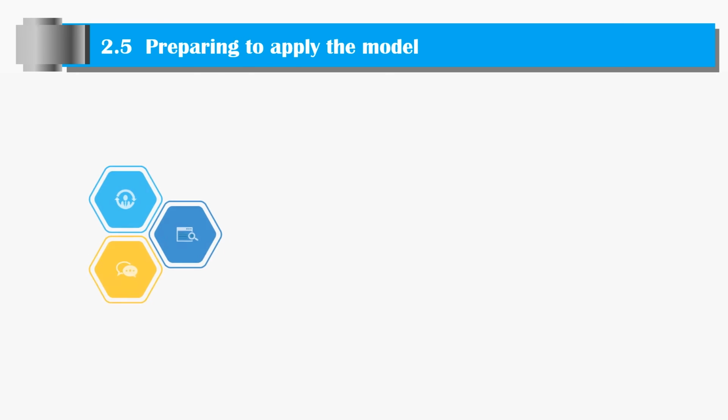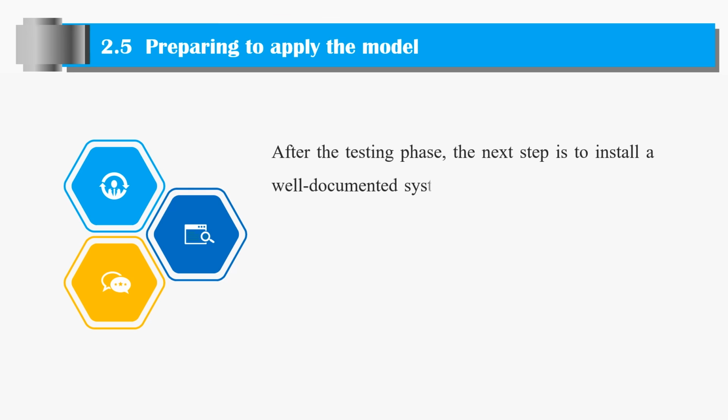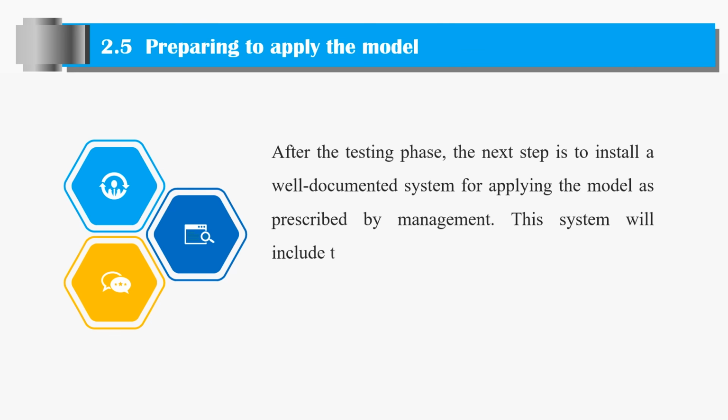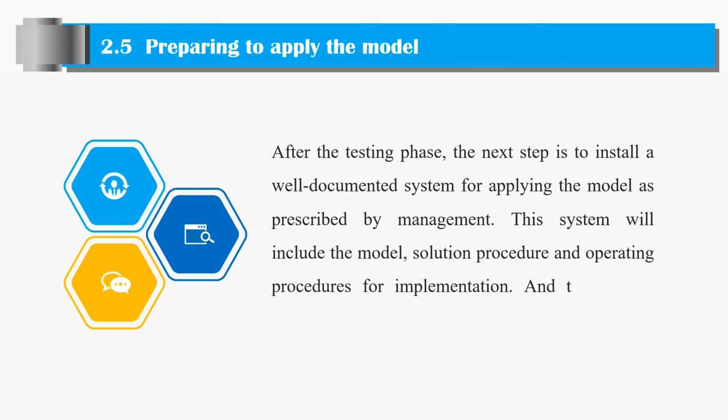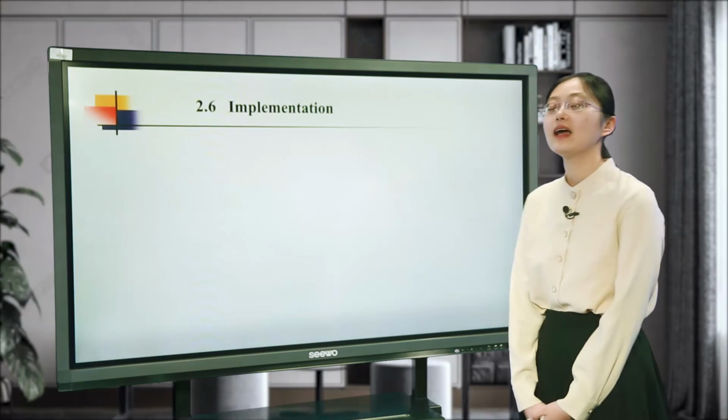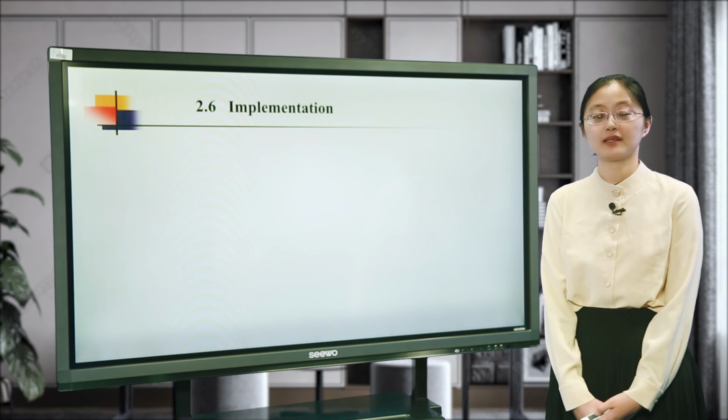Next is about preparing the model. After the testing phase, the next step is to install a well-documented system for applying the model as prescribed by management. This system will include the model, solution procedure, and operating procedures for implementation, and this system usually is computer-based. At the end, the implementation.